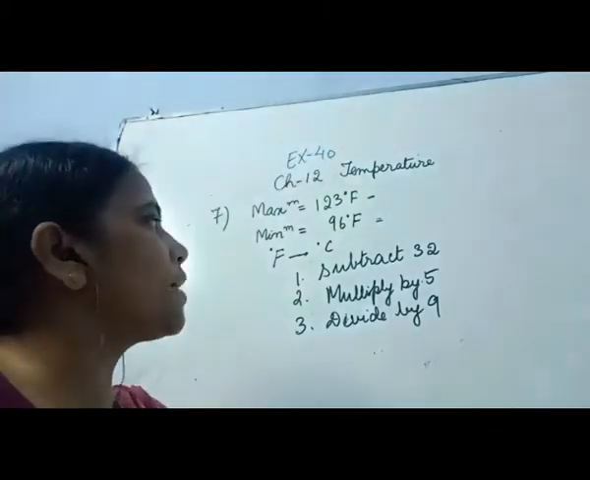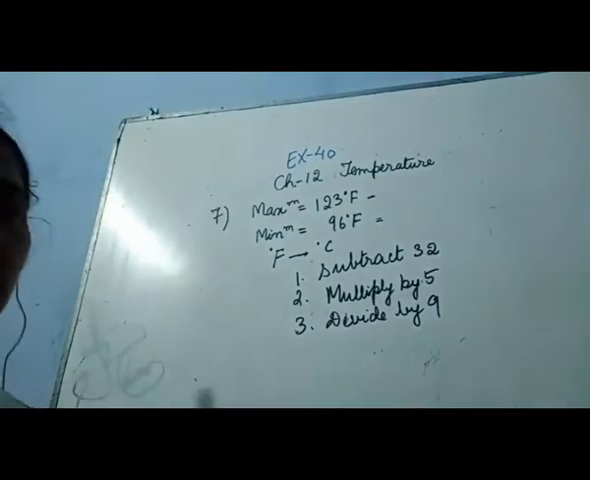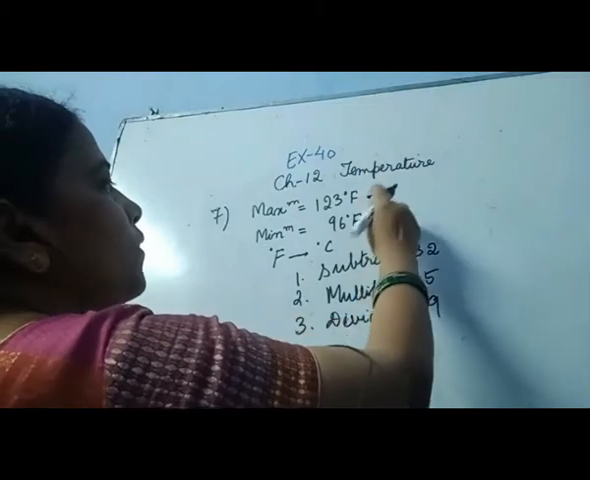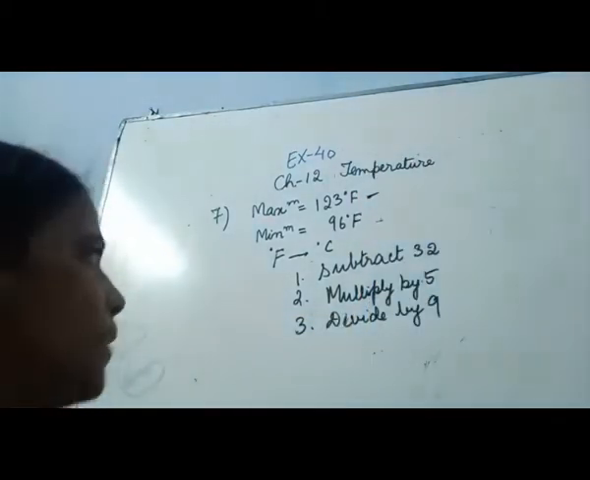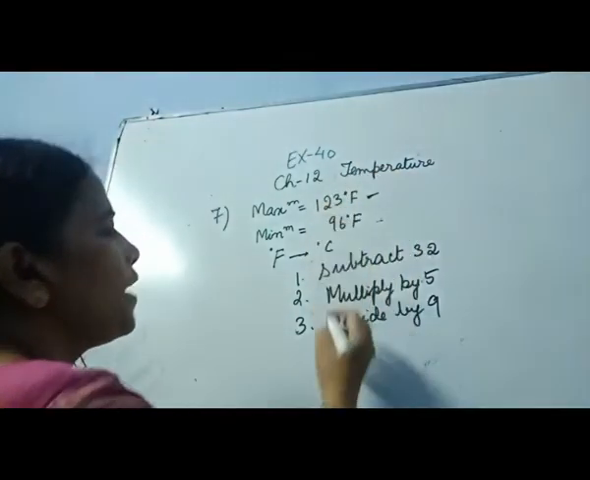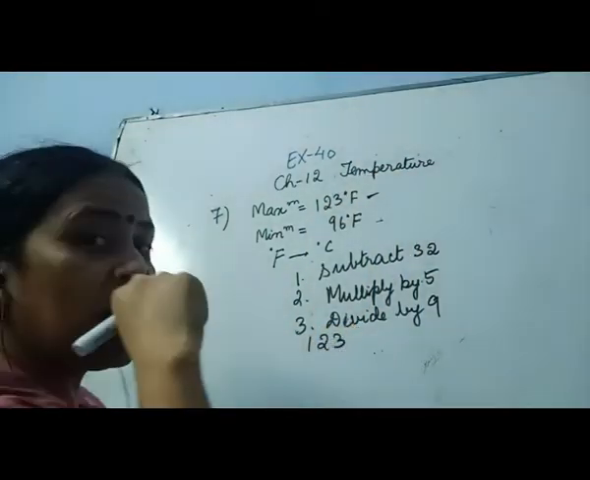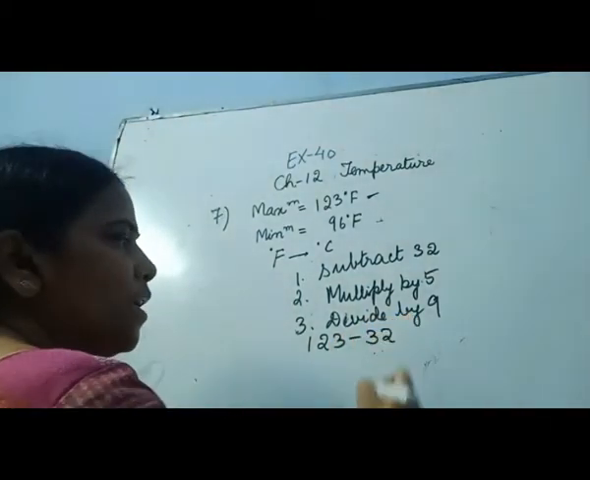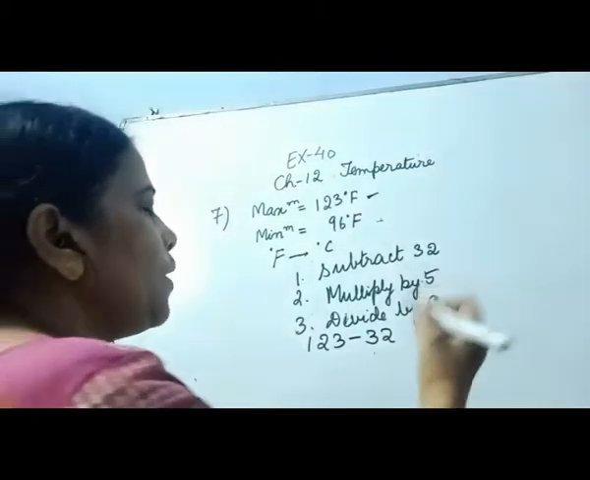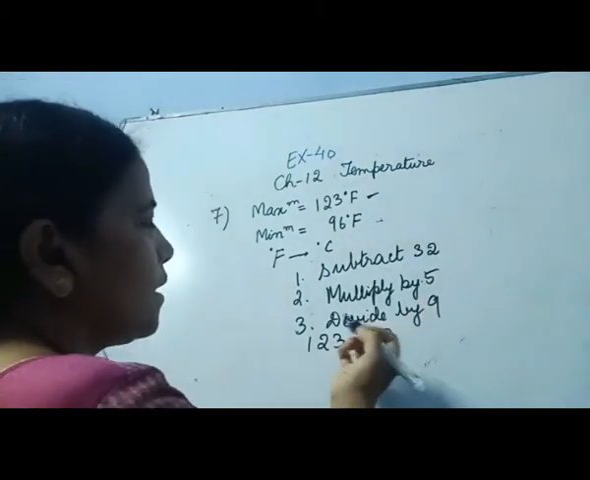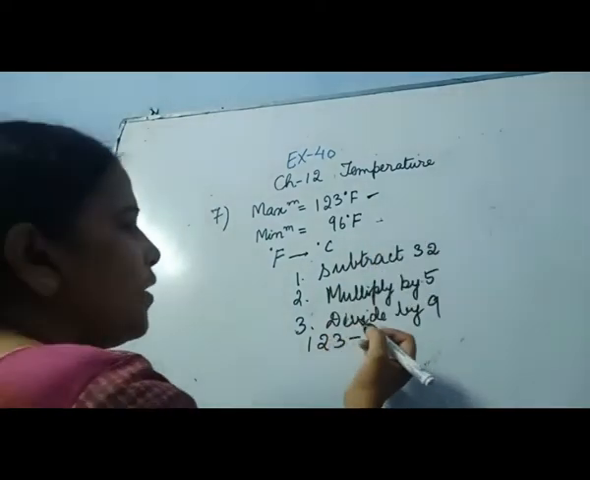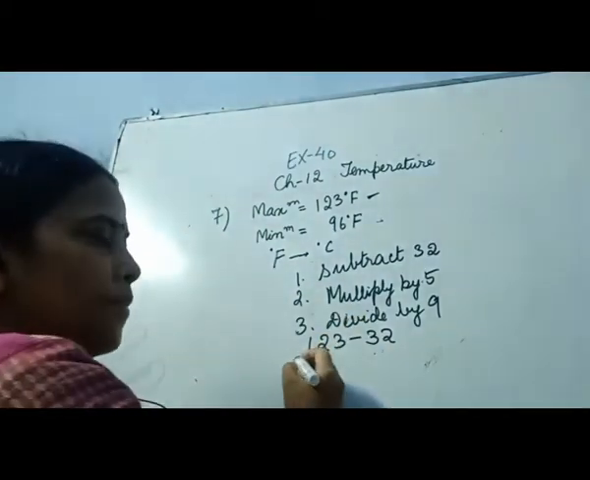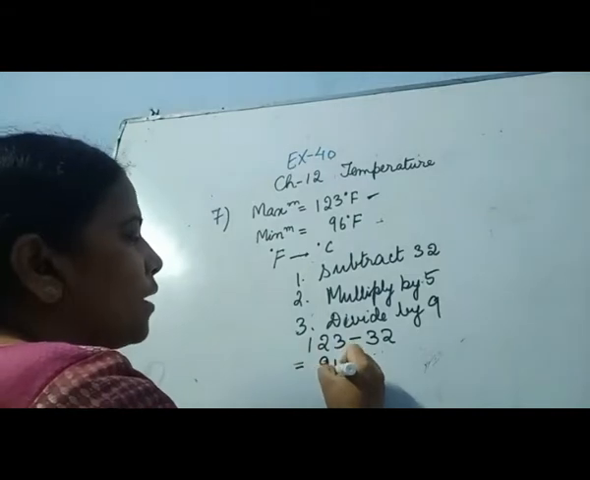So what are we going to subtract from there? 32. So we are going to subtract 32 from the first. We will do it for the maximum temperature. We have got 123. We will subtract 32 from this 123. When we subtract this, you are going to get 91.